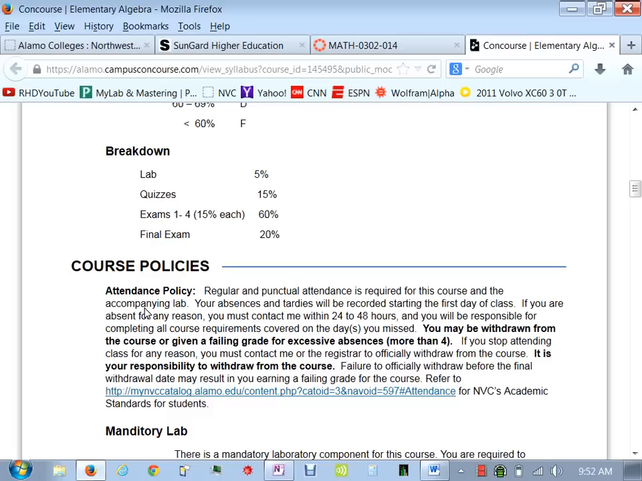And what qualifies for being dropped, I have it in bold here: you may be withdrawn from the course or given a failing grade for excessive absences. So here you go. Go ahead, look for your name, initial, and then pass it around. So you get 4 absences. That's the equivalent of 2 weeks of class you can miss. So if you get sick or something, that's what the 4 absences are for. The 4 absences are for life.